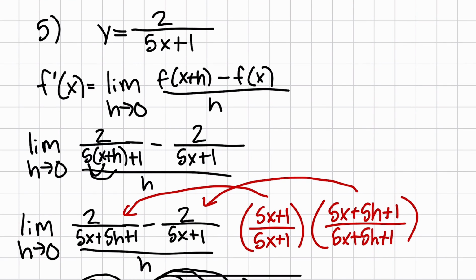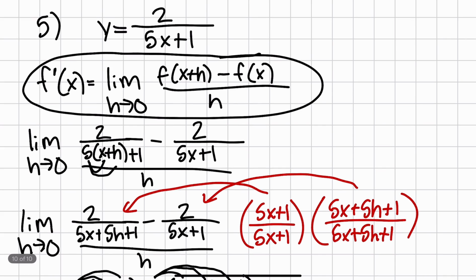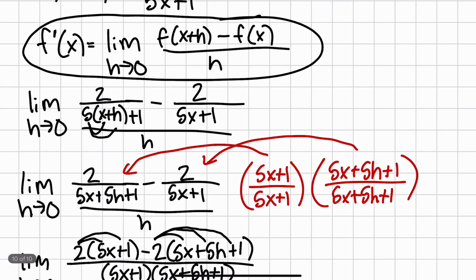I started out by writing our definition of the derivative, which is f prime of x equals the limit as h approaches 0 of f of x plus h minus f of x, all over h. In this first step, I put the original equation into our definition, and I substituted x plus h for x in that first term.